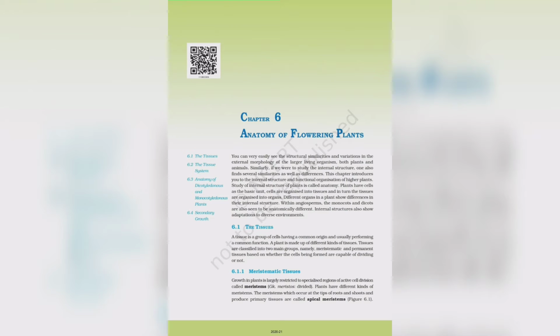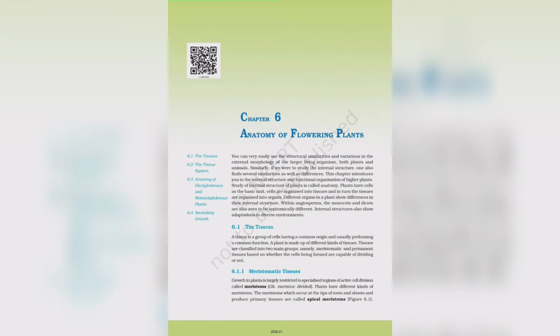The sclereids are spherical, oval or cylindrical, highly thickened dead cells with very narrow cavities. They are commonly found in the fruit wall of nuts, pulp of fruits like guava, pear and sapota, seed coat of legumes and leaves of tea. Sclerenchyma provides mechanical support to organs.